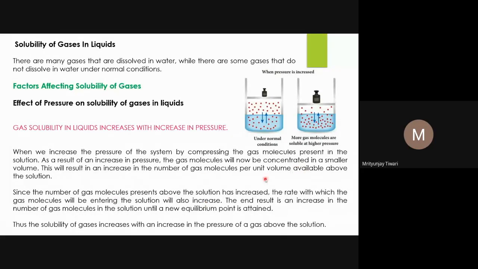So that is why this chapter is given in the 12th standard. Since the number of gas molecules present above the solution has increased, more enter the solution. The end result is an increase in the number of gas molecules in solution until a new equilibrium point is attained. With increased pressure, equilibrium is disturbed.